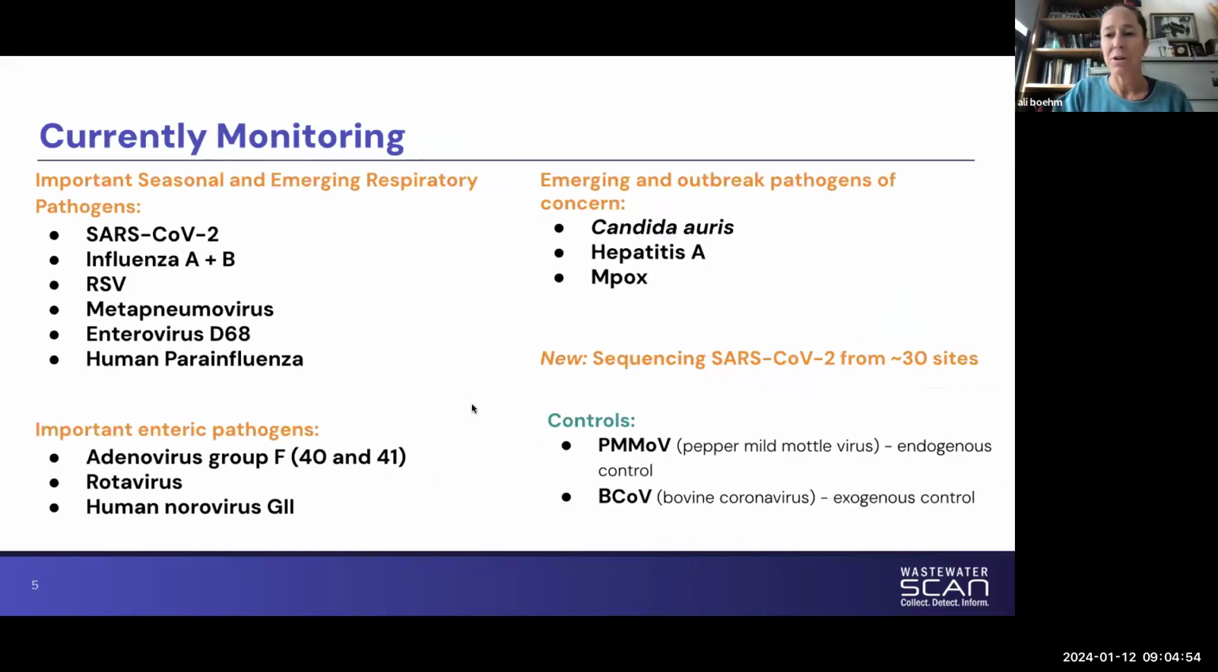These are the pathogens that we're currently monitoring. We have chosen, with your input, to focus on important seasonal and emerging respiratory pathogens listed here, important enteric pathogens listed here, as well as emerging and outbreak pathogens of concern listed here, including Candida auris, hepatitis A, and Mpox. And we are now also sequencing SARS-CoV-2 from about 30 sites. And we have our controls here that we also run on every sample.